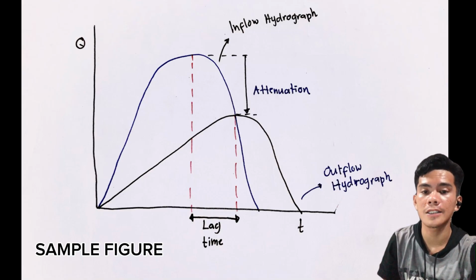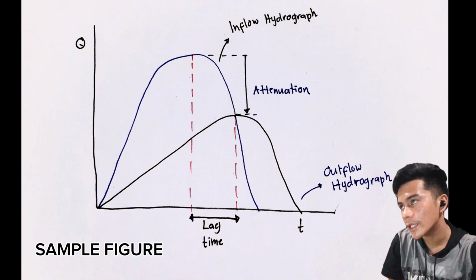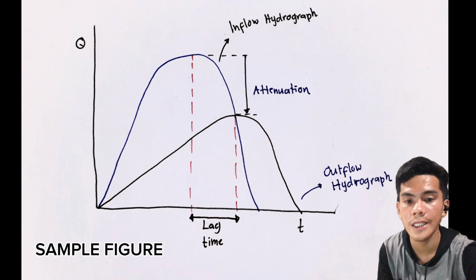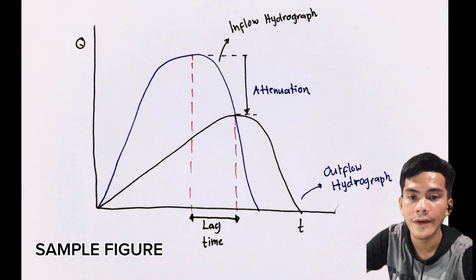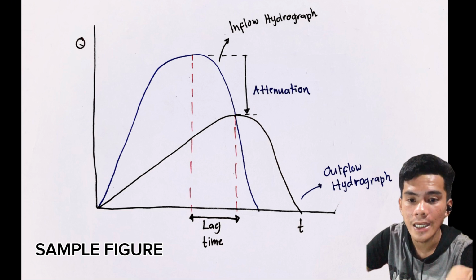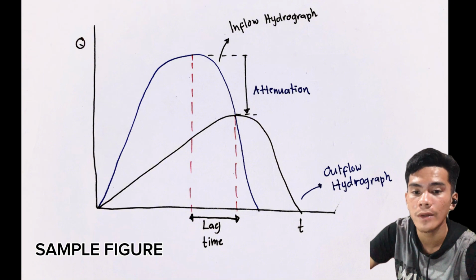I have here some sample figures to identify the attenuation, the inflow hydrograph, and the outflow graph. In sample figure 1, it shows two curves, which are the inflow hydrograph and the outflow hydrograph. The distance from the peak of the outflow to the peak of the inflow is what we call the attenuation. Then the distance between the intersection of the inflow and outflow hydrograph to the peak inflow is what we call lag time. The red broken line shows the lag time.